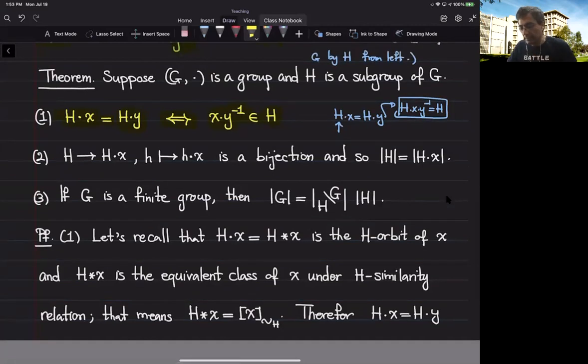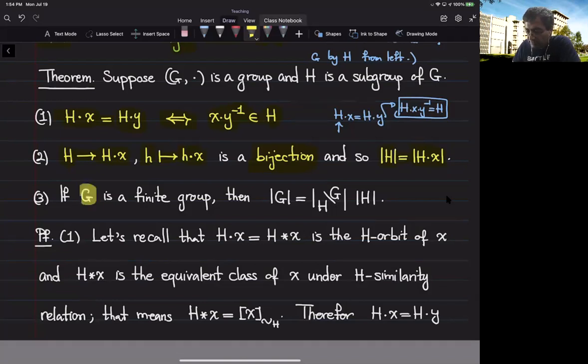Next, we see that there is a bijection between h and its cosets. Essentially, I'm shifting it. I've mentioned this many times. So I just shift this element small h by x, and I go from small h to h dot x. And the claim is that this is a bijection, and therefore the cardinality of h is the same as the cardinality of all of its right cosets.